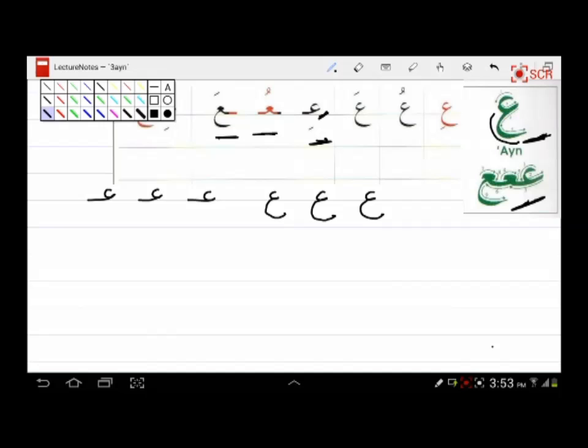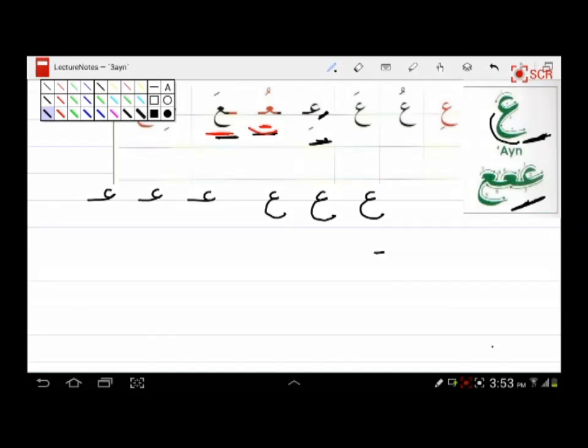Okay. Now in the middle and the final, in the end, it looks quite different. How is that? See in here? It's not open. It's not a C. No, it's a different shape. And then the final as well. Okay. So let's see how I'm going to write that. Easy.